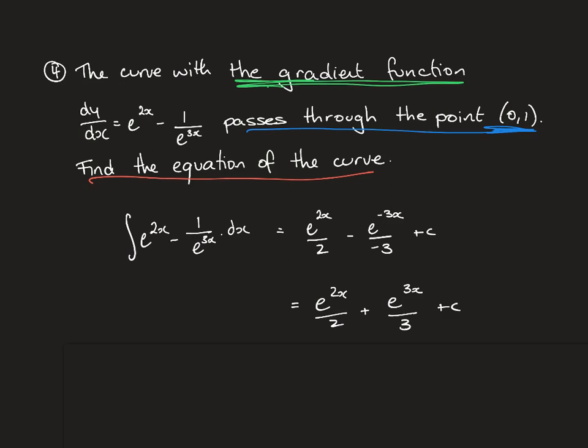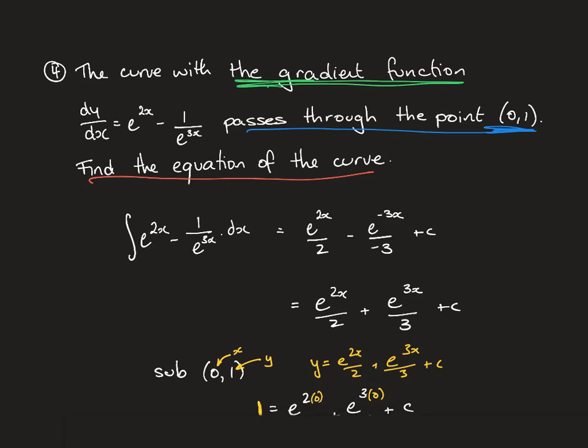So that is our equation for our line, but we still have this plus c as the unknown. So we're going to use the point 0, 1 to substitute into our equation, and we're substituting in our 0 where our x value is and our 1 where our y value is, given that our equation is y is equal to e to the 2x on 2 plus e to the 3x on 3 plus c. So we'll go ahead and substitute that in. The y value is 1, the x values are zeros.